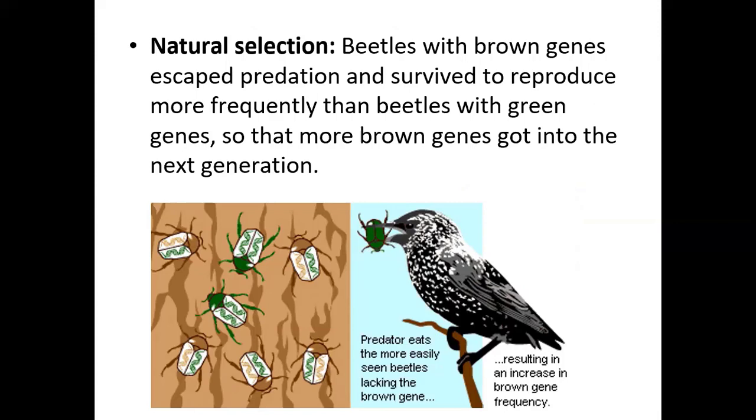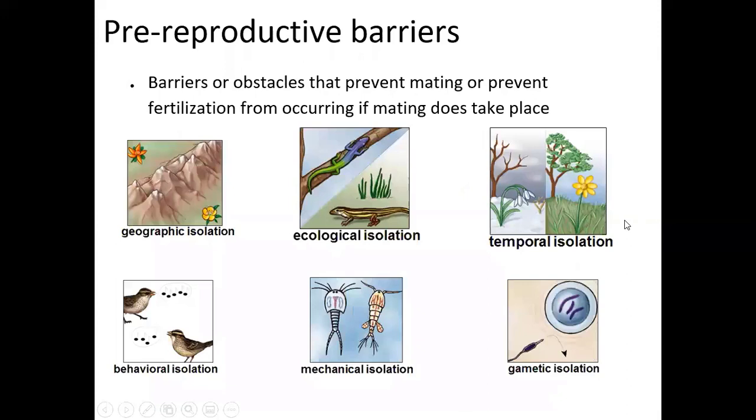Which is natural selection, probably the thing that you're most familiar with in evolution. Now, if we talk about species, like I alluded to at the beginning of the little review, there are many different ways you can get different species, but you need to have some sort of barrier to reproduction in order to get a new species.